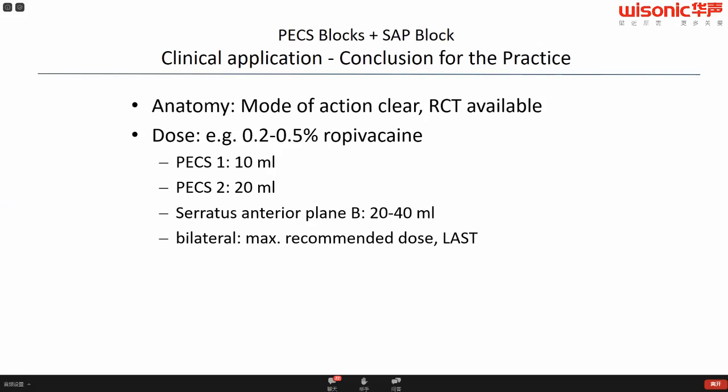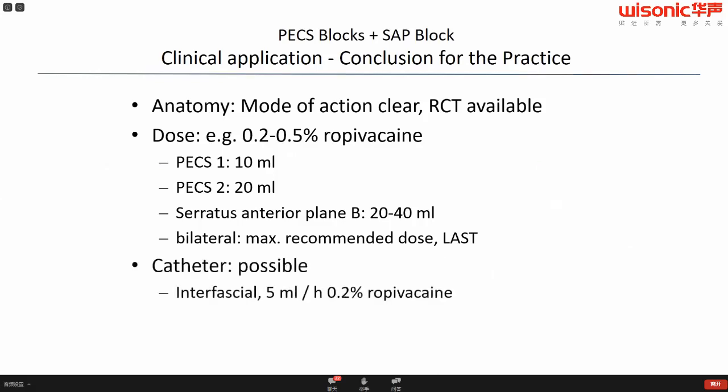You can use ropivacaine in a concentration of 0.2 or 0.5%, or you can use bupivacaine. For PECS 1, you should use 10 ml of local anesthetic, PECS 2 20 ml, and for the serratus anterior plane block 20 to 40 ml. If you perform bilateral blocks, you should not exceed the recommended maximum dose of local anesthetics. Otherwise, LAST can be a problem.